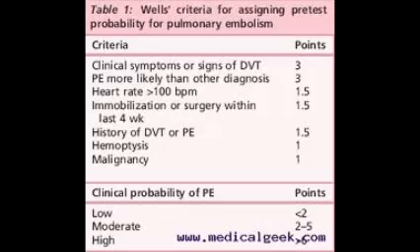So you add up the points, and as you can see on the bottom of the screen, it will tell you what your risk score is for your patient. If they're a low risk, it's less than 2 points. Moderate risk is 2 to 5 points, and a high risk is greater than 6 points. So now I'm going to show you how to perform the Wells criteria.